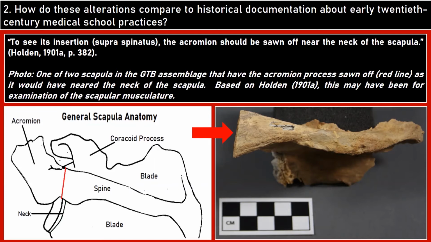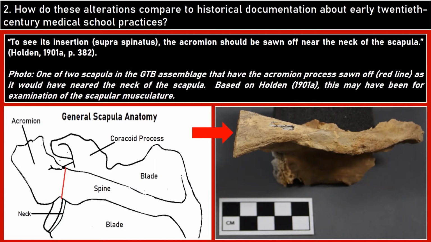As you can see, the cut occurs as it nears the neck of the scapula. So if you look at that line on the anatomical drawing, the red line, look directly underneath it, and you'll see that the closest landmark is indeed the neck. So this is describing removal of the acromion process exactly as Holden describes it in his text.